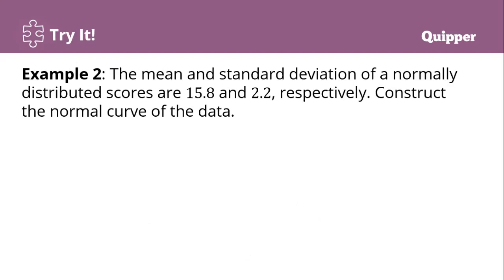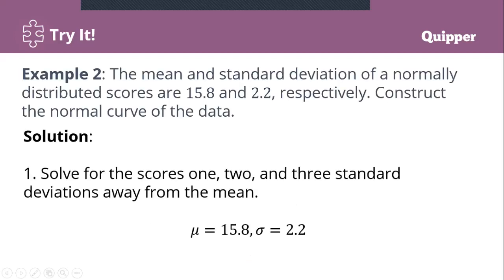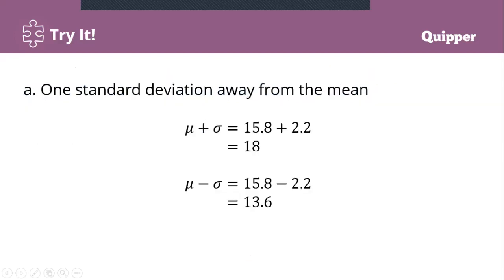Example number 2. The mean and standard deviation of normally distributed scores are 15.8 and 2.2 respectively. Construct the normal curve of the data. First, we solve for 1 standard deviation, 2 standard deviations, and 3 standard deviations away from the mean.